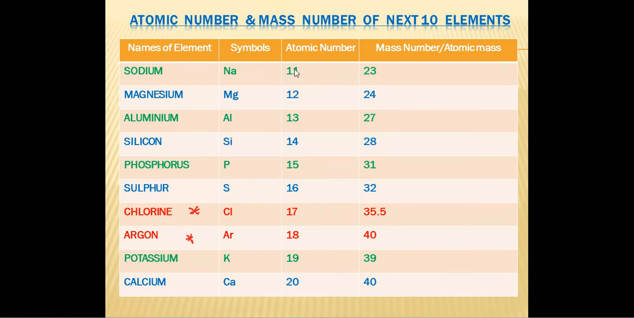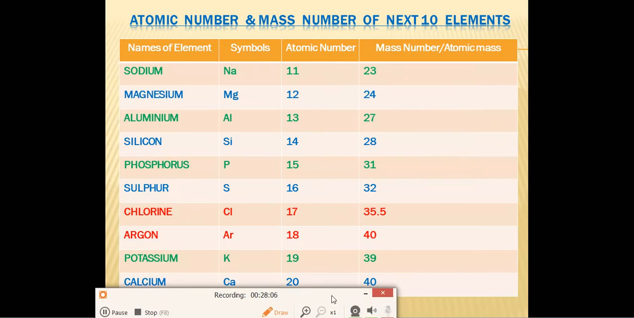As sodium is having odd atomic number, which formula we'll use? Right. Sodium is having odd atomic number, we'll use the formula 2 into atomic number plus 1. 2 into 11 plus 1. 11 2s are 22 and plus 1 is 23. So sodium is having atomic mass of 23.